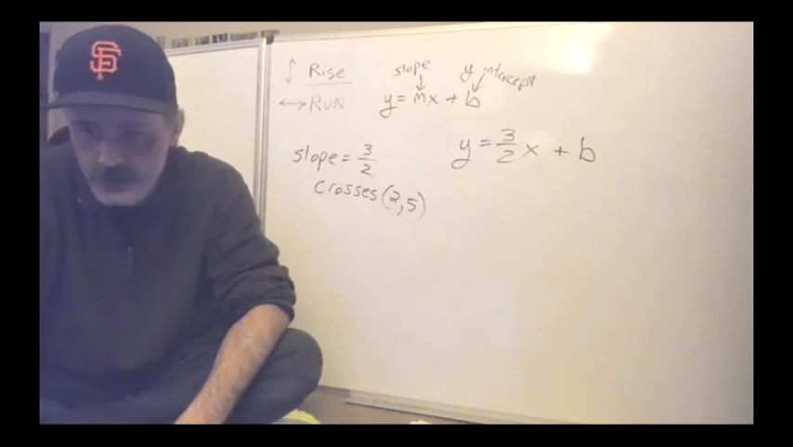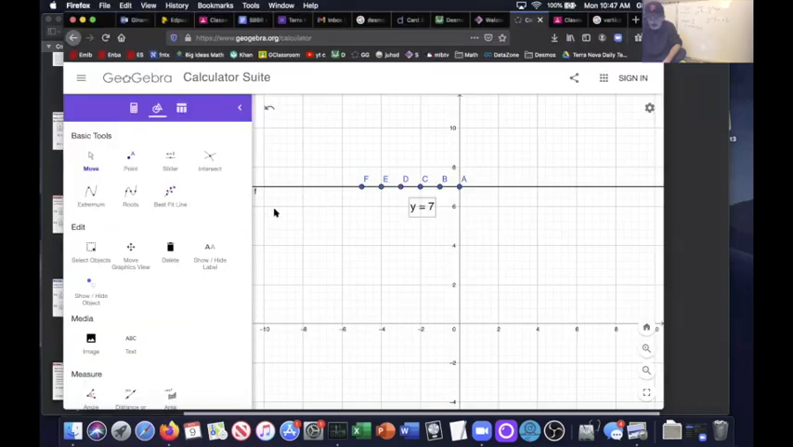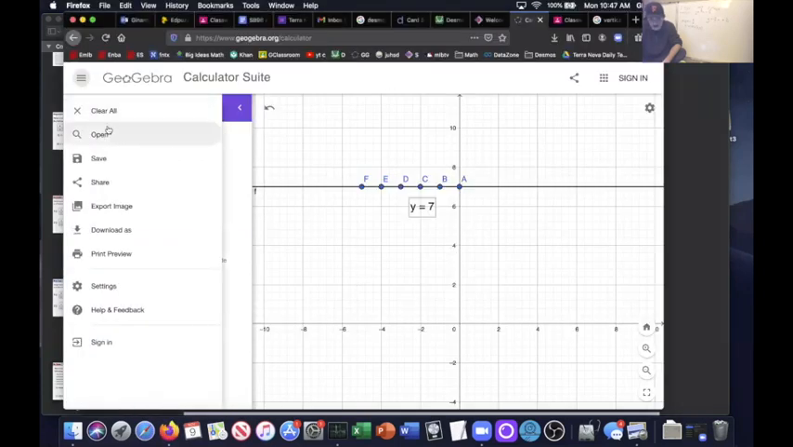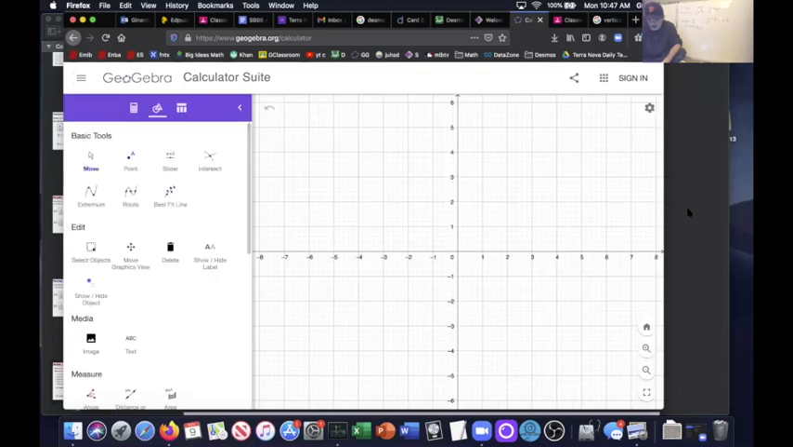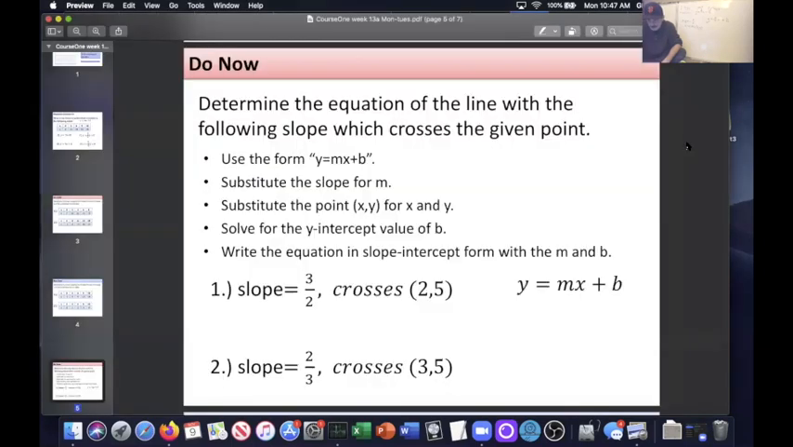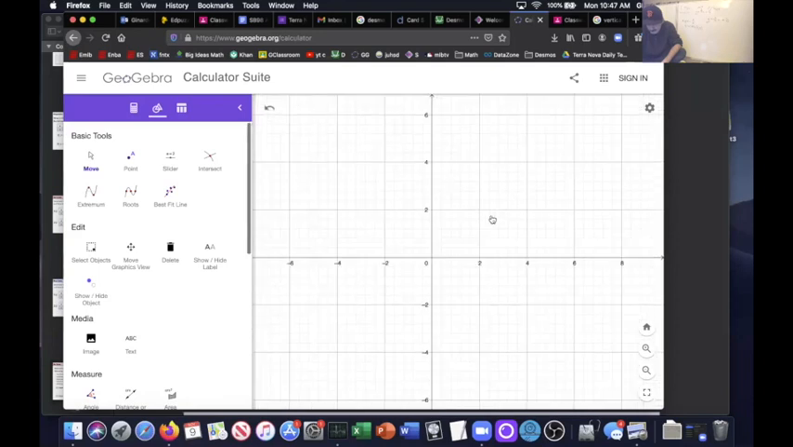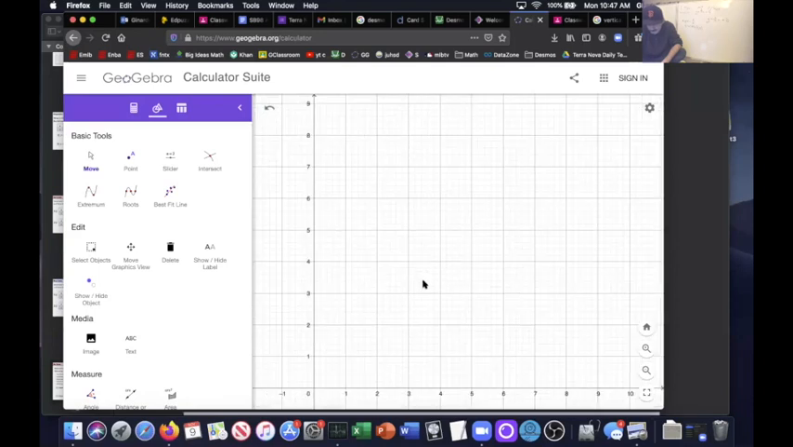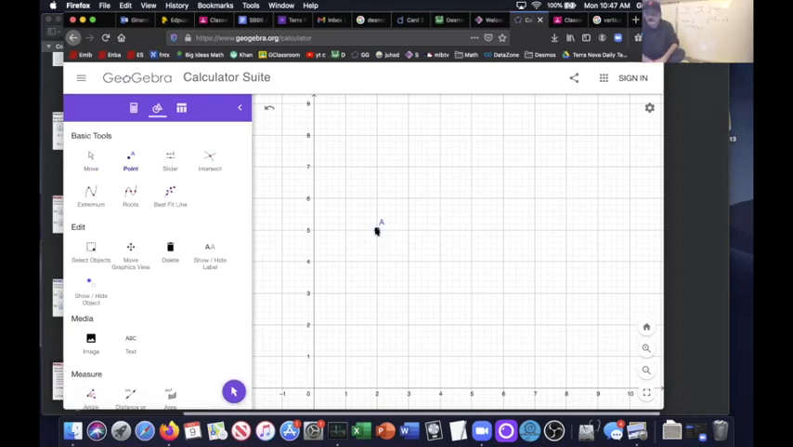If you plotted that point, and again, I'm using GeoGebra to make this visual, so let me get rid of this. Clear all, don't save. All right, so again, what we have here is 2, 5. That's not on the y-axis. So if we put that point, zoom in here a little bit, 2, 5 would be right here. It's not on the y-axis.